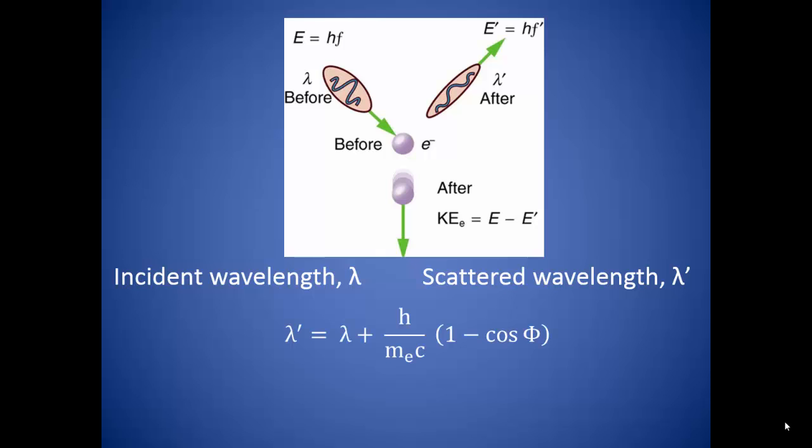The wavelength of the scattered wave is found by the given equation, where lambda is the wavelength of the incident ray, h is Planck's constant, me is the mass of the electron, c is the speed of light, and phi is the angle of the scattered ray. A little rearranging gives us the expression for the change in the wavelength, which is known as the Compton shift.